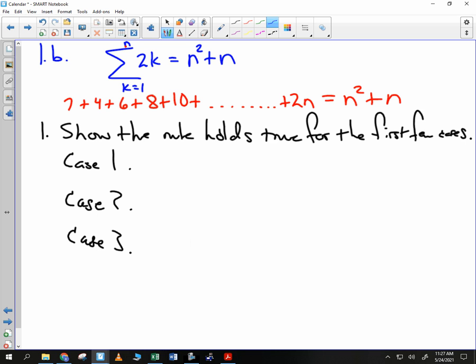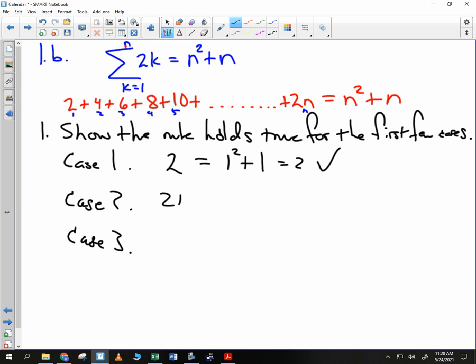Case 1, I choose the very first term. Okay, this is my first term right here. First, second, third, fourth, fifth. This is the nth term. Okay, and so my first term is 2. And that should be equal to 1 squared plus 1. See how that's written out? My first term is 2, and that was for an n value of 1. And that works. I get 2. So check that off.